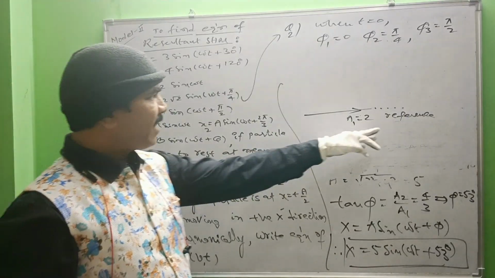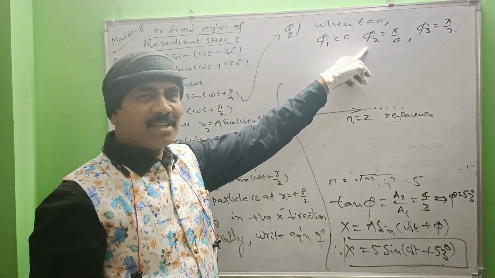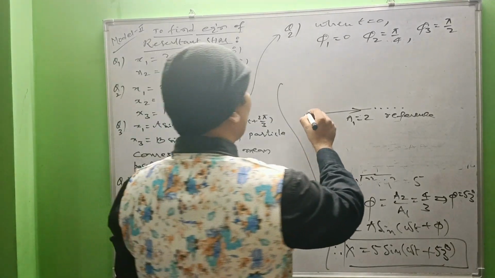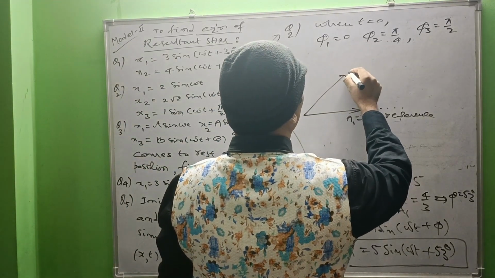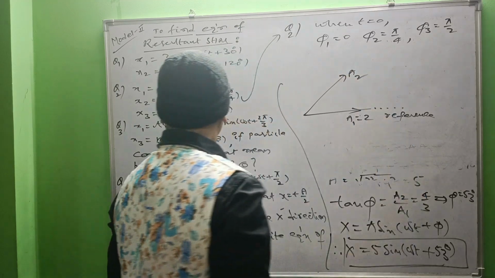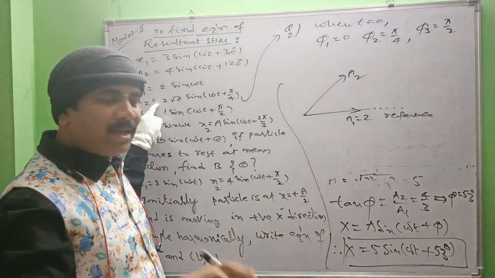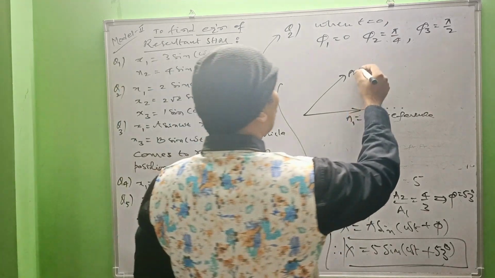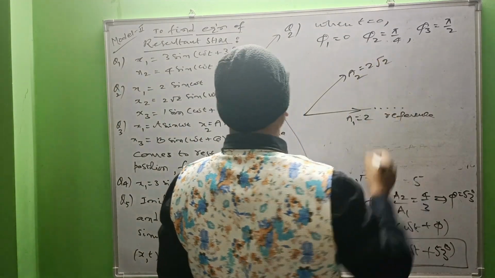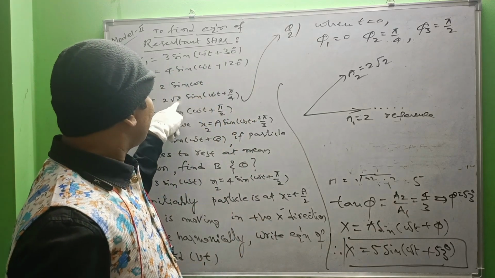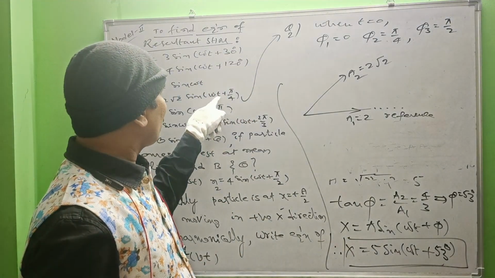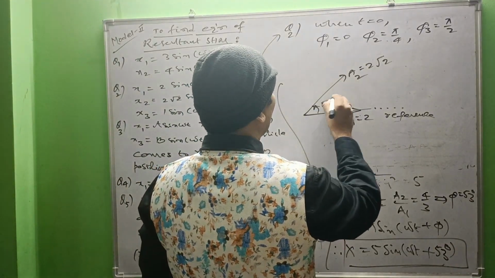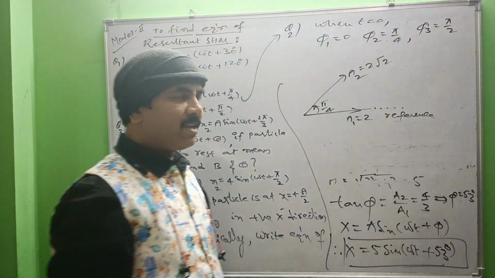With respect to the reference line, what is the angle made by the second oscillation? The phase of the second oscillation? Pi by 4. See, like this, pi by 4. This is A2. So the amplitude of the second oscillation can be taken as 2 root 2. That is A2 equals 2 root 2. What is the angle made by this amplitude with the reference line? That is, when t equals 0, pi by 4. So this is pi by 4, that is 45 degrees.